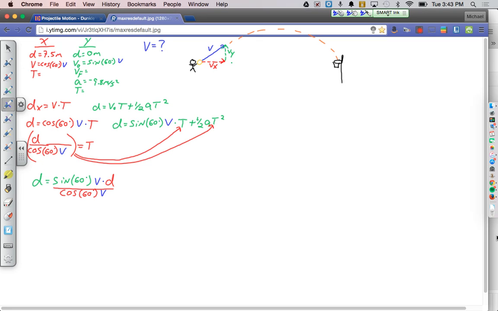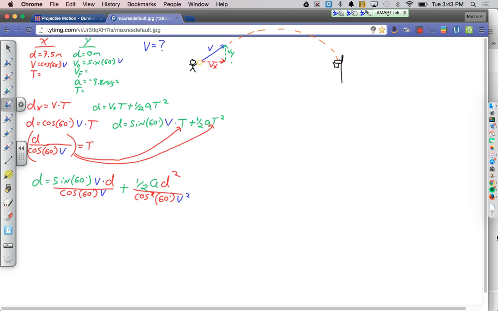V. Now I've got my other term, which was the 1/2 AT squared. So what that turns into is the 1/2 and the A. But now I've got to put in my D over cosine 60 degrees V into where T squared is. I've got to make sure I square everything. So in the top, that gets me D squared. And in the bottom, what I get is cosine of 60 degrees, and that should be a squared there. Sorry, it's a little tough to see. On V squared.